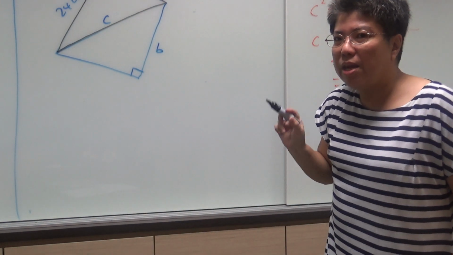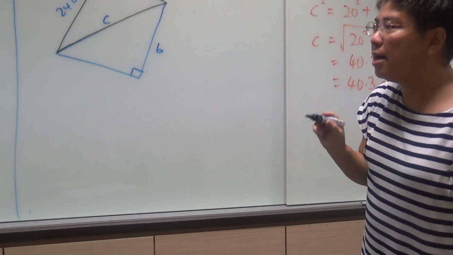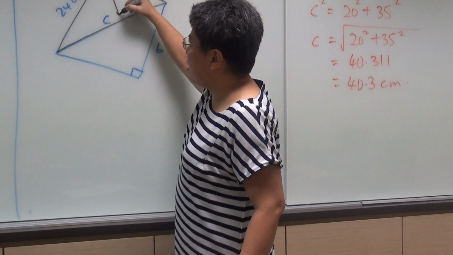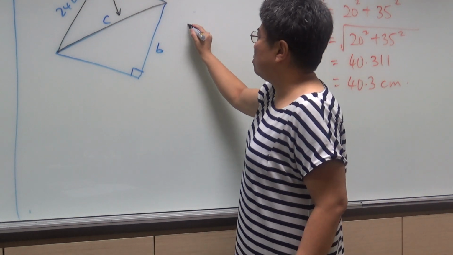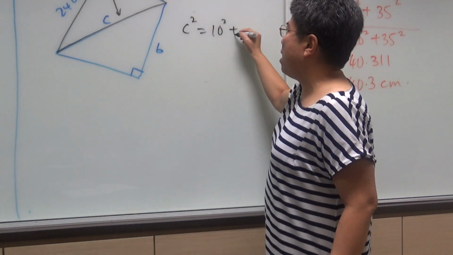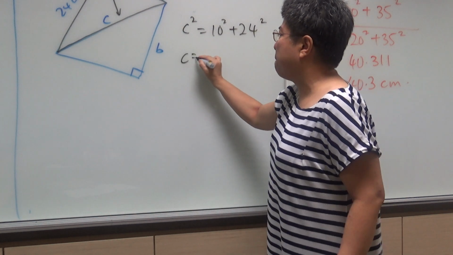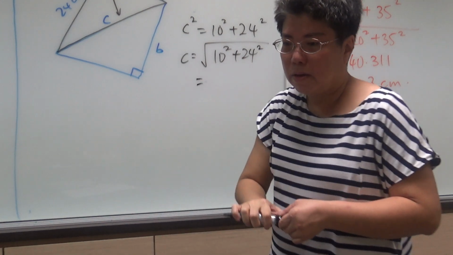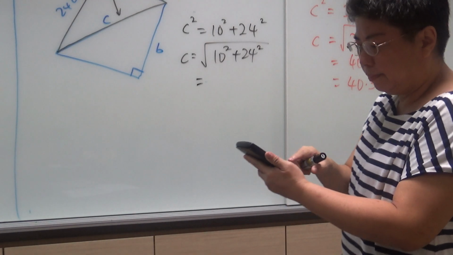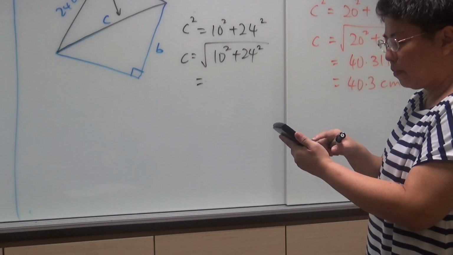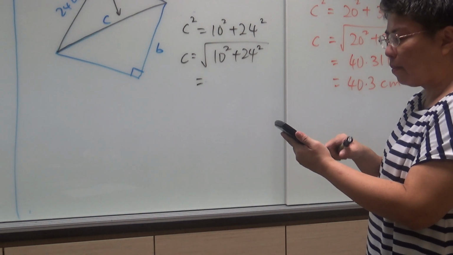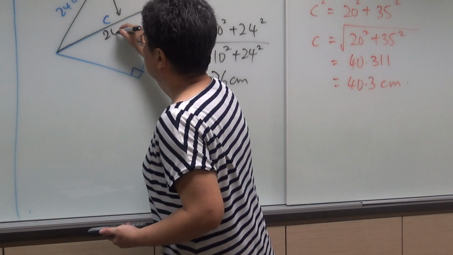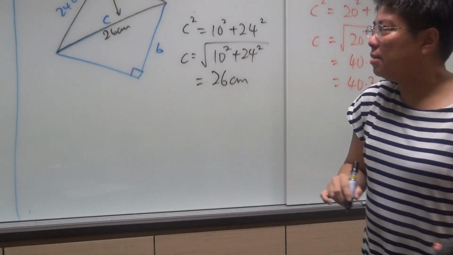I think you can see that if I highlight this triangle for you, I can find the length of C first. Now, this is the right angle, therefore C is the hypo. So C squared will be 10 squared plus 24 squared. The answer will be exactly 26 cm. So this side is 26 cm.